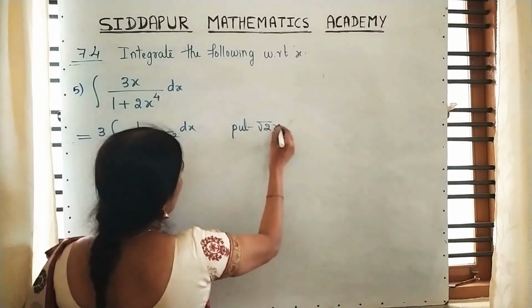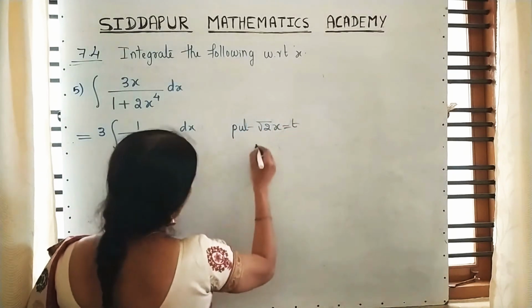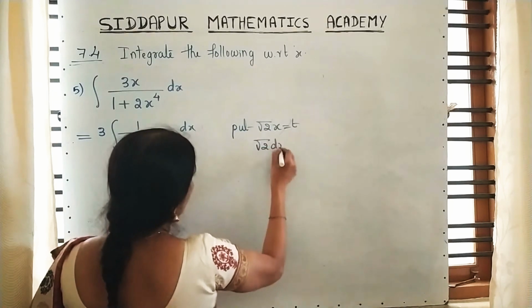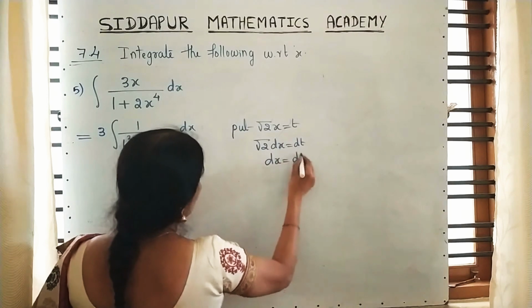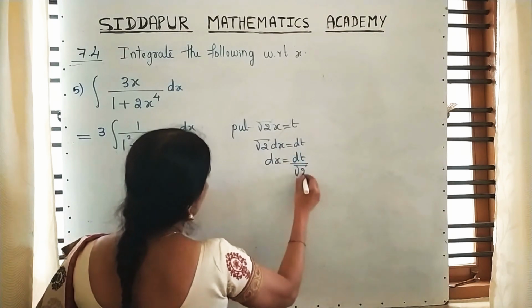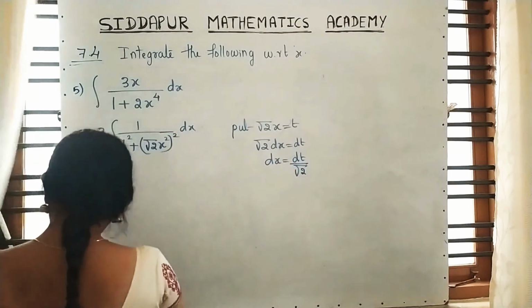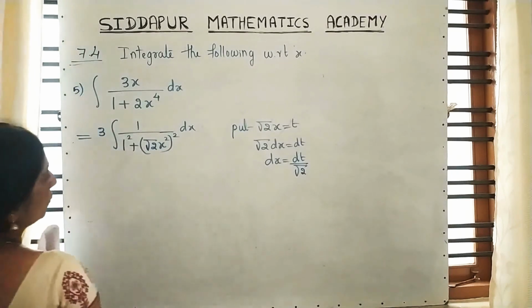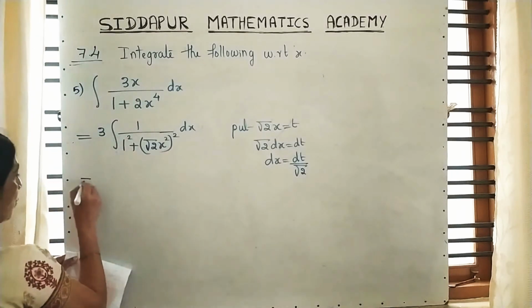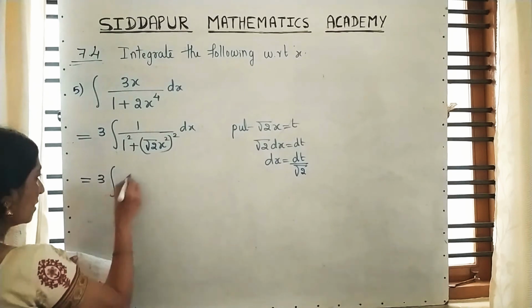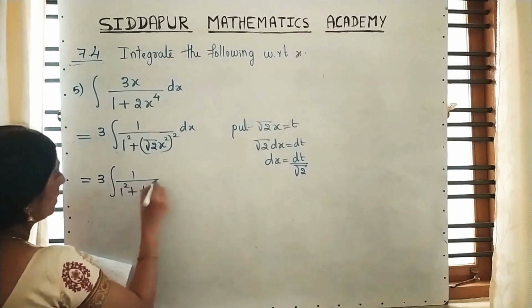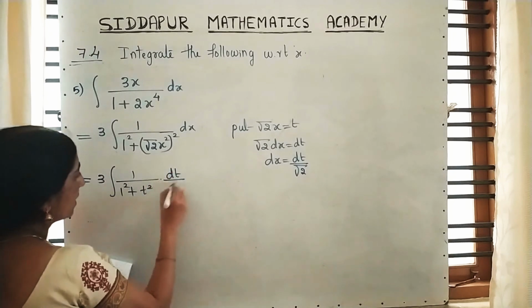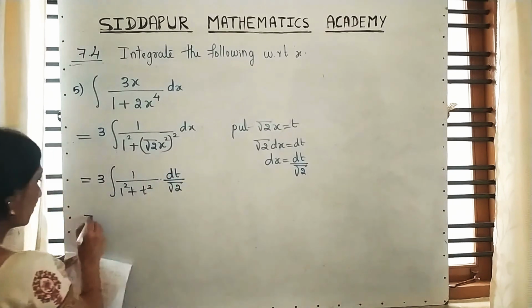Put root 2 x is equal to t. Root 2 into dx is dt. Dx is dt upon root 2. So this is 3, 1 upon 1 square plus t square dt upon root 2.